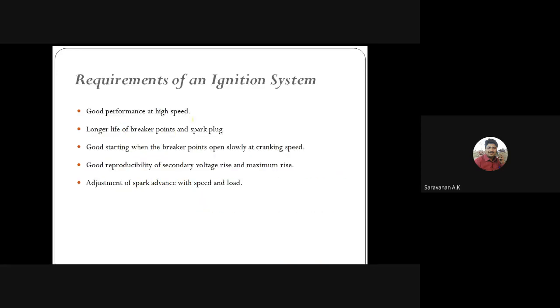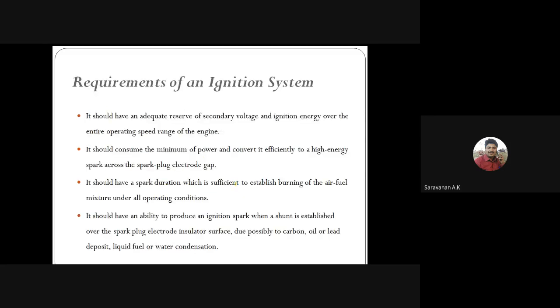Then good performance at high speed, a longer life of the breaker point, and good starting when the breaker points are in the open position, slowly at the crank speeds, that is the kicking speeds. Then good reproducibility of the secondary voltage rise to the maximum, and adjustment of the spark advancement at different speeds and loads. So these are the requirements of ignition systems.